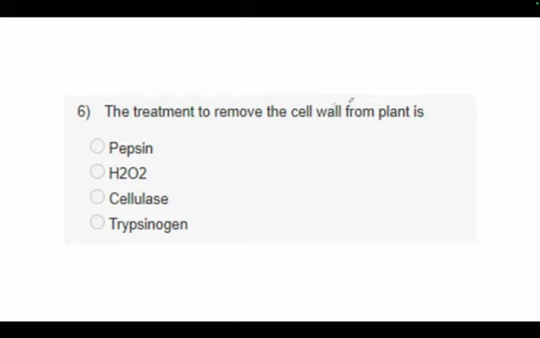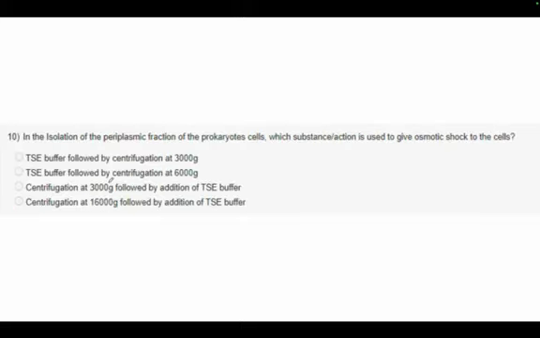The treatment to remove the cell wall from a plant is cellulase. Plants have a cellulose cell wall, so you can remove it with cellulase. In the isolation of the periplasmic fraction of prokaryotic cells, which substance is used to give osmotic shock to the cells? This is part of a question for a protocol. The substance or action used to give osmotic shock to cells is first to incubate it in a hypotonic buffer, followed by centrifugation.